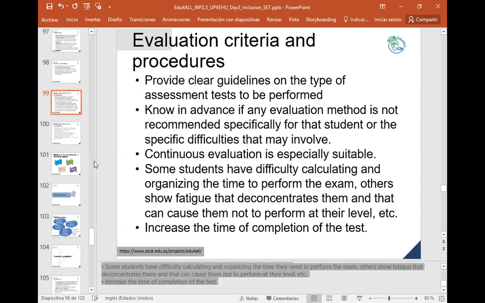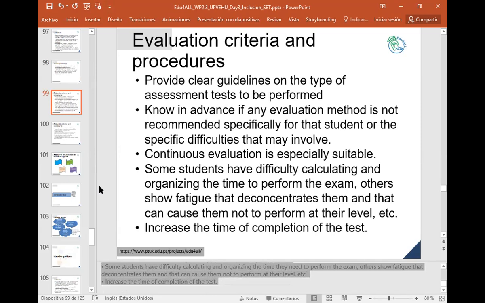For the evaluation, it is important to provide them from the beginning of the course with clear guidelines on the type of assessment tests to be performed and maintain them. When in doubt, it may be convenient to know in advance in tutoring meetings if any evaluation method is not recommended specifically for that student or the specific difficulties that may involve. Continuous evaluation is especially suitable for this group.